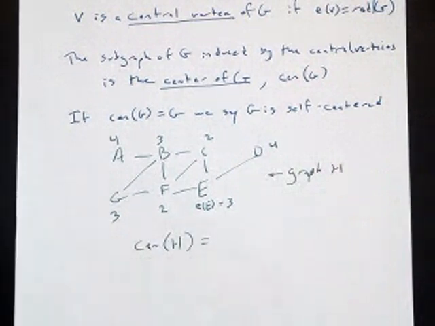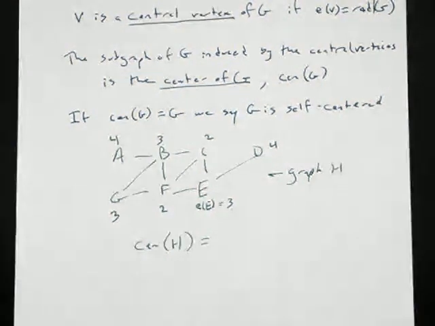I'm calling this graph H because we use G as a vertex. It's not just C. It's the subgraph induced by all vertices of lowest eccentricity. It's FC.